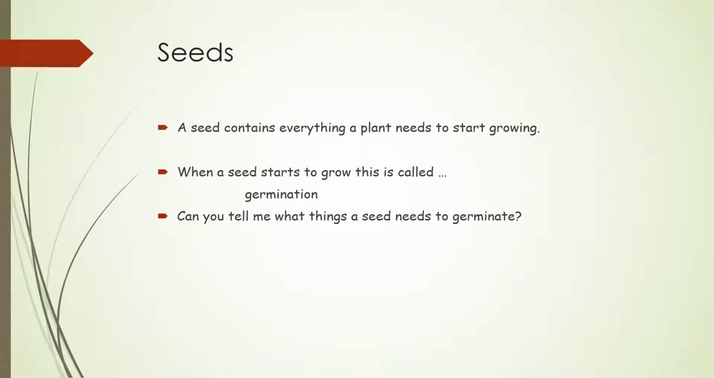Okay, so seeds. As you all should know from our previous lesson, a seed contains everything a plant needs to start growing. Now, when a seed starts to grow, this is called, and some of you might be able to read the word, but some of you might just remember. Can anybody shout out to the screen? What's this called? Excellent. This is called germination.